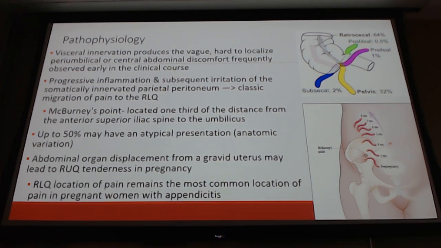A little bit more into the pathophys. So viscerally innervated produces that vague, hard to localize, what we talk about as periumbilical pain. And then the irritation is going to cause the classic migration to the right lower quadrant, where we're getting more peritoneal type of signs. So I need you to pay attention to this. You're probably going to get pimped on it in phase 2. What is McBurney's point? That is exactly the spot that we push for rebound tenderness. I would definitely know that it is exactly 1/3 the distance from the anterior superior iliac spine to the umbilicus.